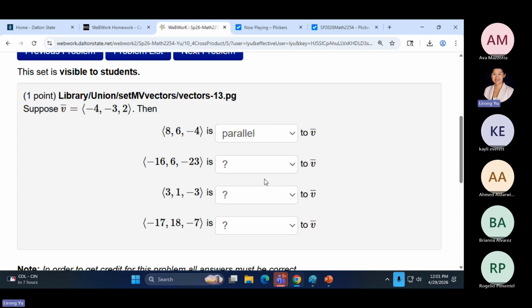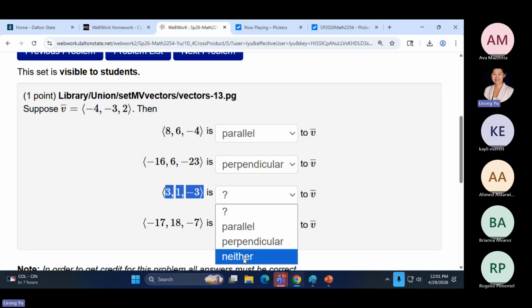So it's perpendicular. And then the third one, you can see it's not proportional because we have 4 to 3, and then 3 to 1, and 2 to 3. The ratio is not the same, so they are not parallel. And then let's do the dot product. 4, 3, negative 12, and then negative 3, they're all negative. The dot product is not 0. So for this one, the answer will be neither.